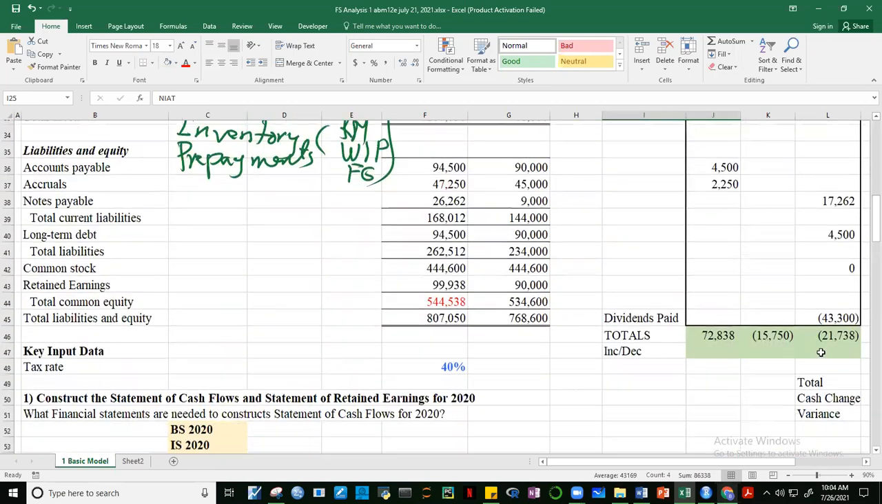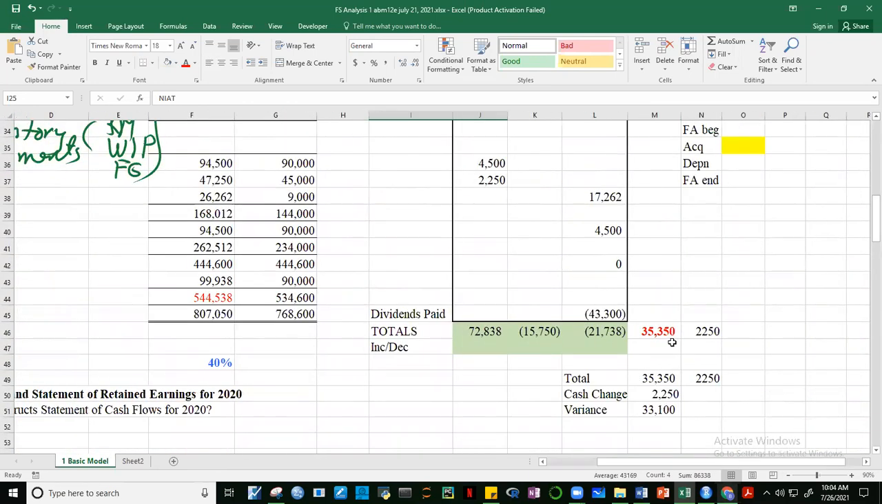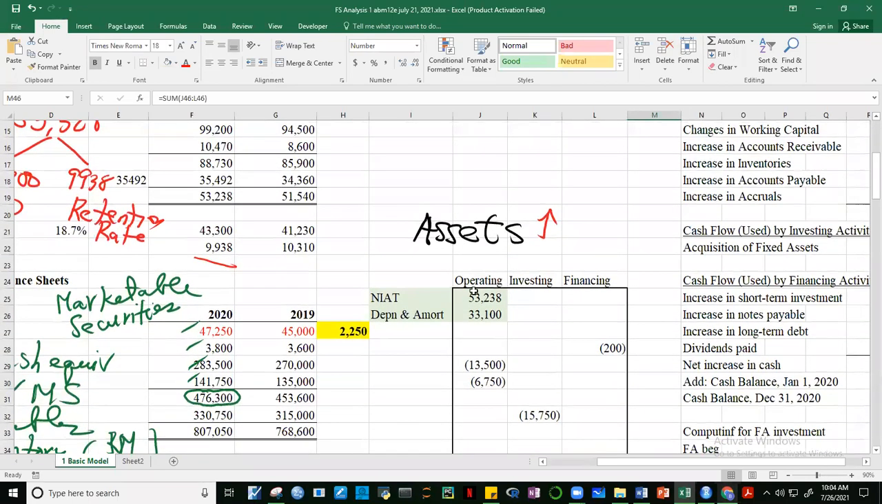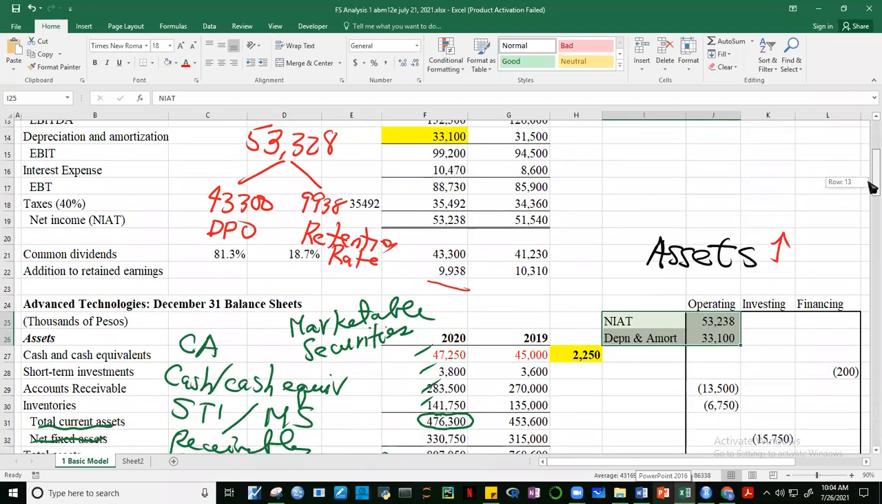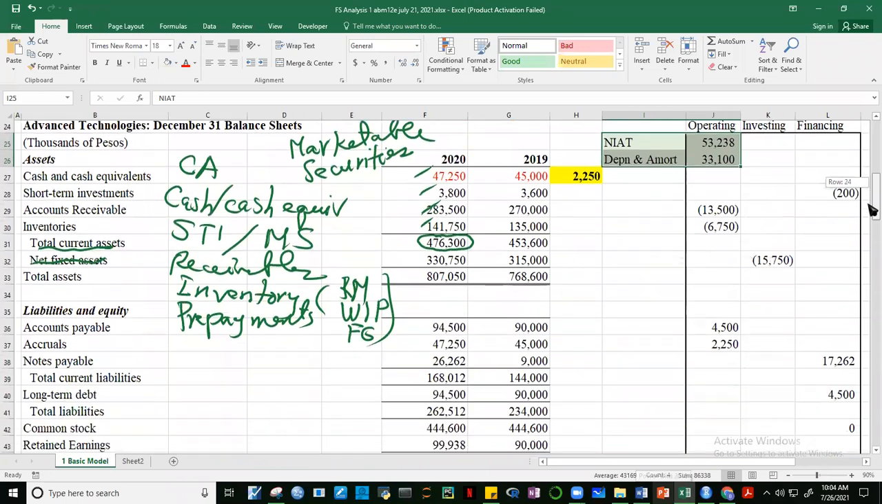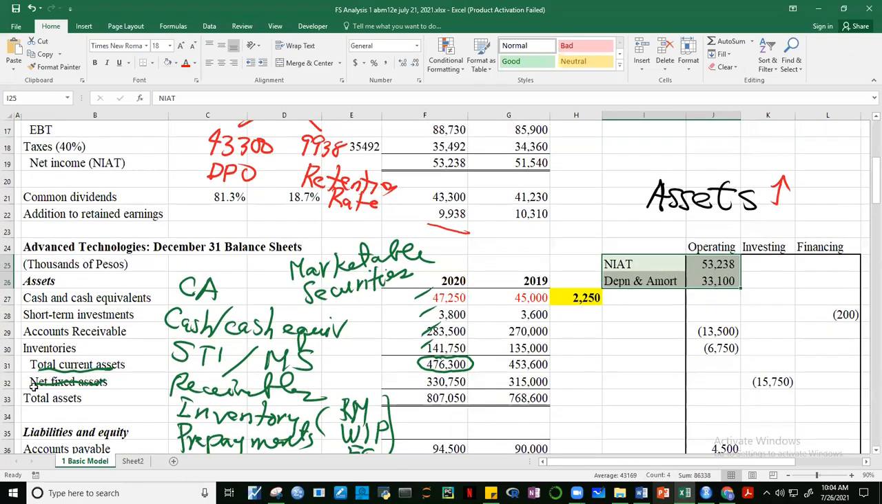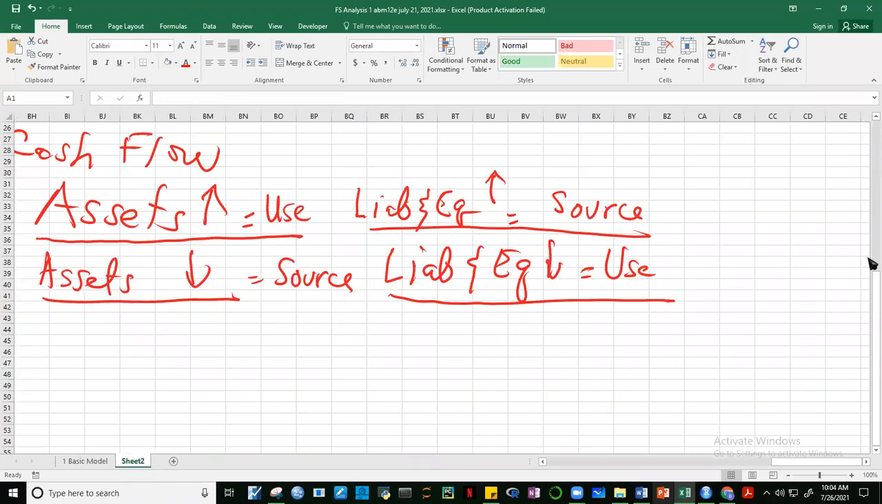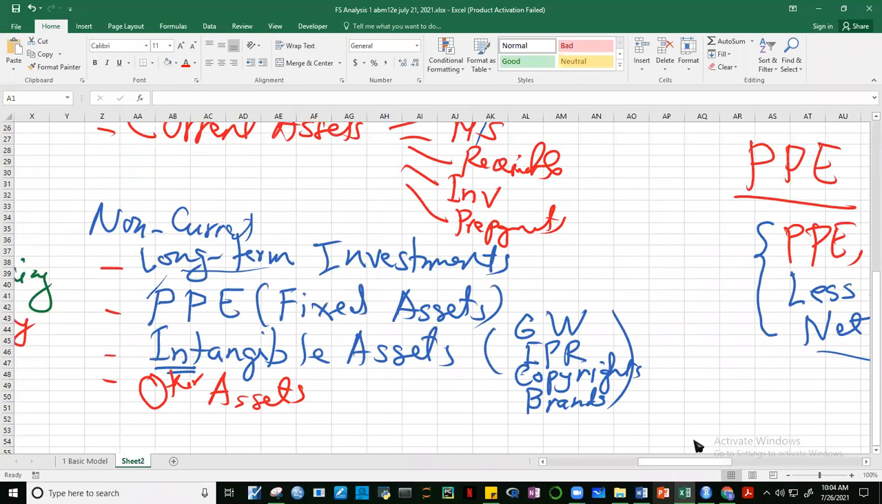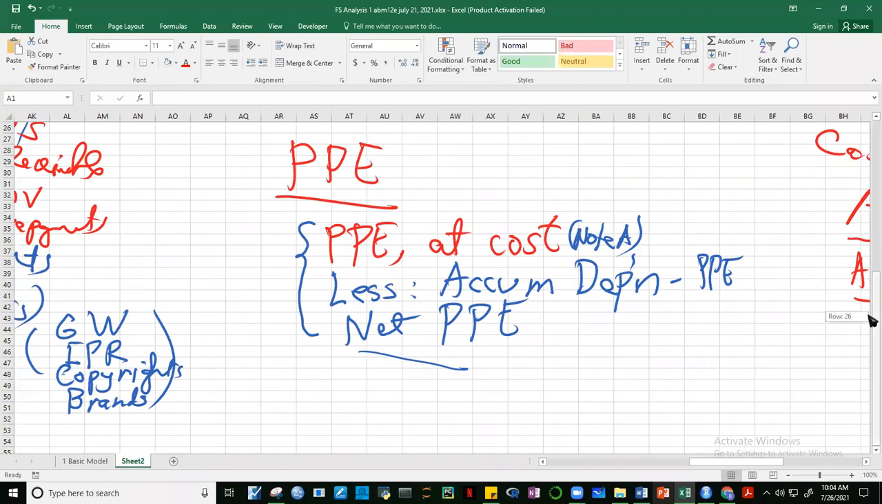Alright, ang problema natin, ito. Bakit hindi pa rin siya nag-2,250? Okay, the problem, guys, is not here. The problem lies with your property, plant, and equipment. Okay, let me explain now. Property, plant, and equipment ang naging problema natin. Ito pinag-aralan natin dito dati, di ba? So this is one way to present your PPE: PPE at cost less accumulated depreciation, the net PPE. Let me illustrate that.